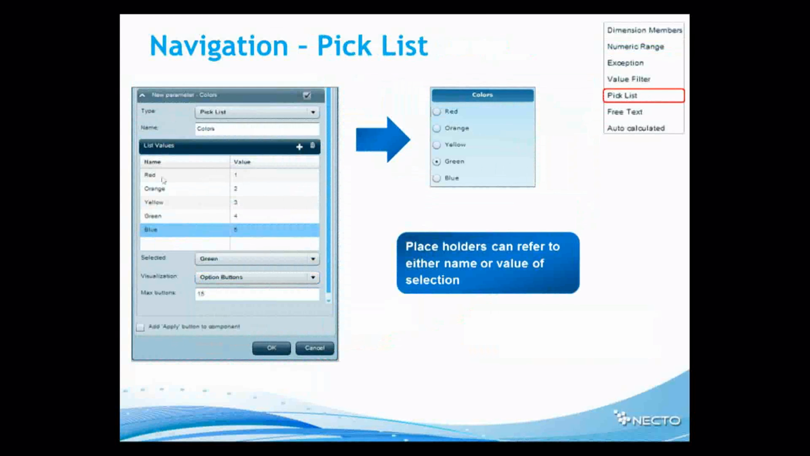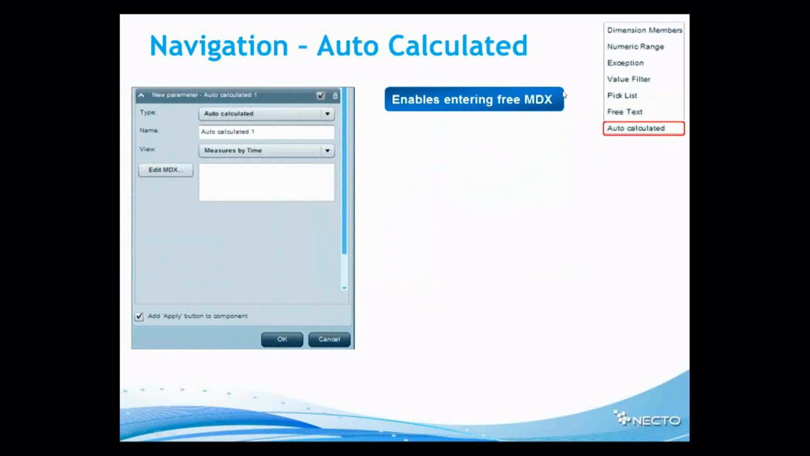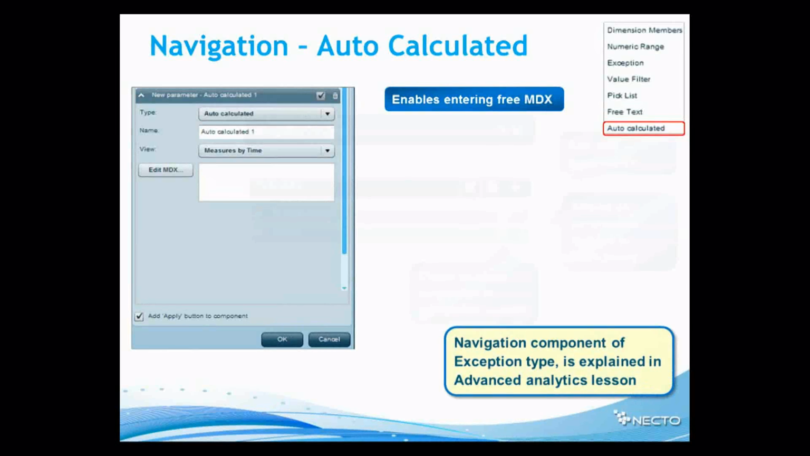Okay, let's look at the pick list. We can define here a pick list that is not defined in the OLAP cube, and we can use this pick list again as a placeholder afterwards. Whenever we want it, we can use it in all of the components that I've mentioned before. A free text is a free text. Again, we can use it afterwards. And auto-calculated is you can enter an MDX freely to a function, to a parameter, and use it as a navigation component.